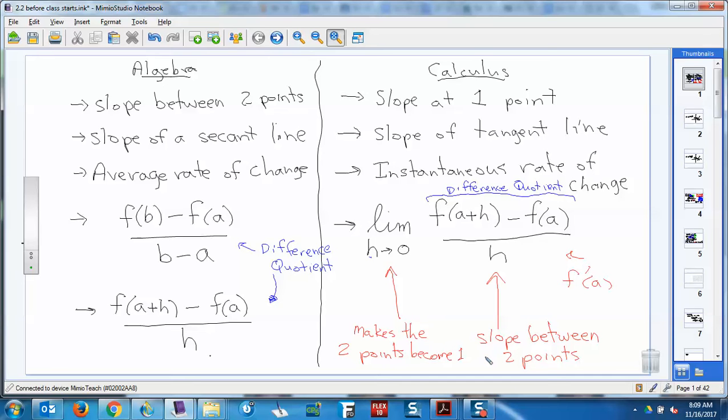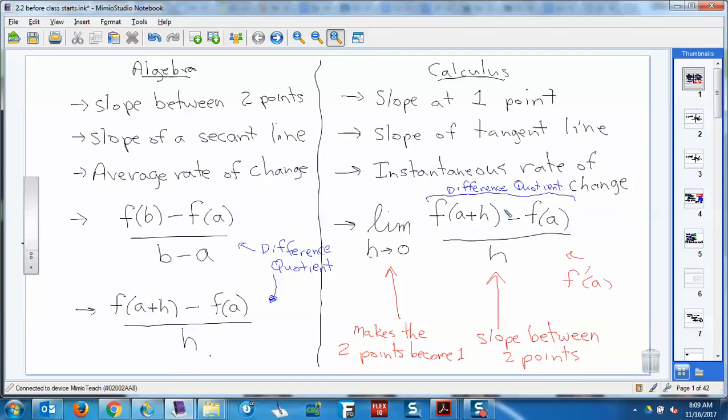Okay, so average rate of change for us is this right here, slope between 2 points. So when you hear average rate of change, you're always thinking slope between 2 points. In algebra class we usually write it this way, but we could write it this way. We could write the 2 points instead of A and B as A and A plus H. The only difference is there we're using H as the run, so A and then the run, and the second point is A plus H.